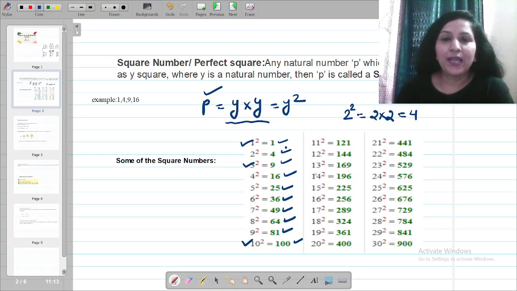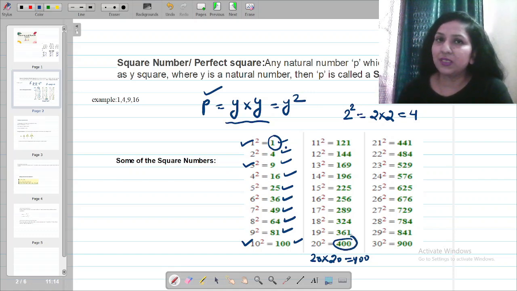Okay. Coming to the next series of 11 square till 20 square. What is 20 square? 20 square means 20 multiplied by 20, that is equal to 400. So now you can notice here beginning from 1 till 400. If I ask you between 1 and 400, how many square numbers are there? There are only 20 square numbers. Okay. Now between 1 and 900, have a look. 30 square is 900. So between 1 and 900, there are only 30 perfect square numbers.